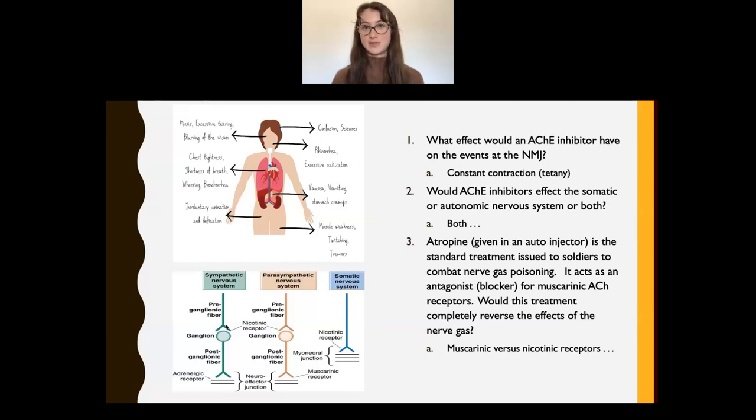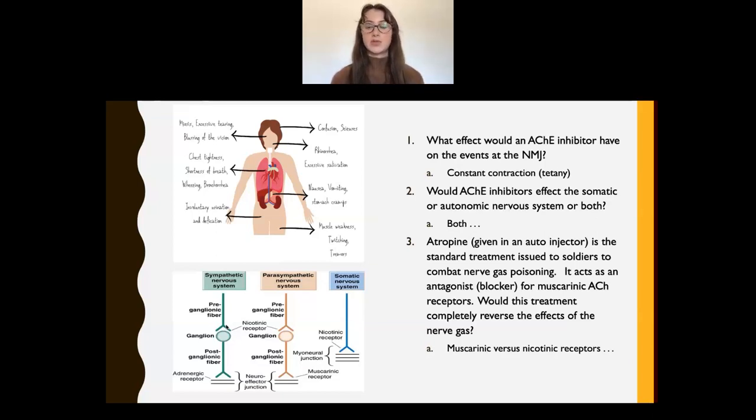The autonomic nervous system branching off into the parasympathetic and sympathetic. Within the parasympathetic, there's a pair of acetylcholines being released from both the pre and the post. Sympathetic acetylcholine is only being released from the presynaptic neuron.